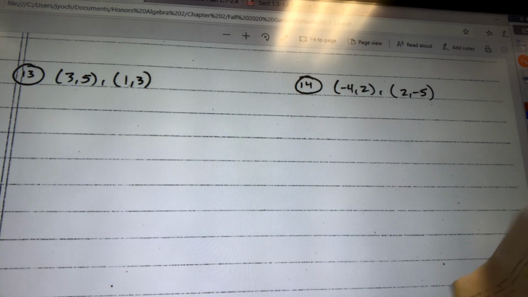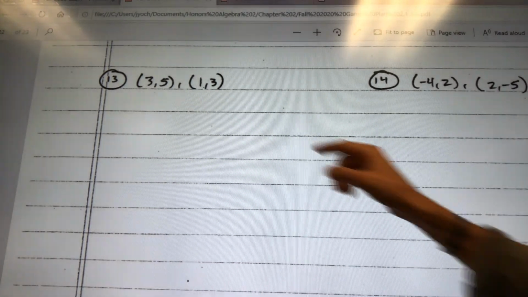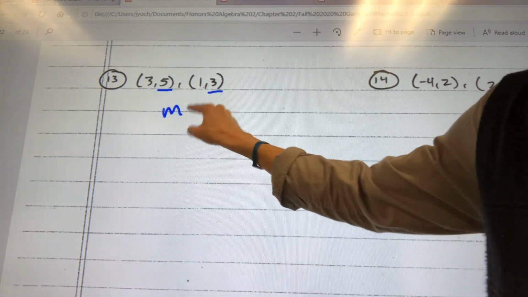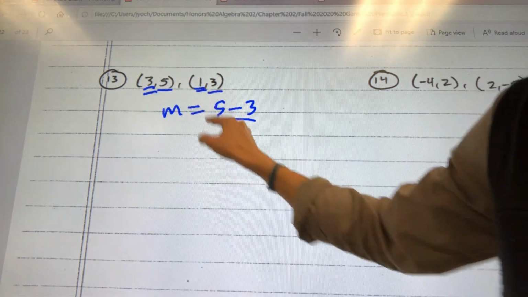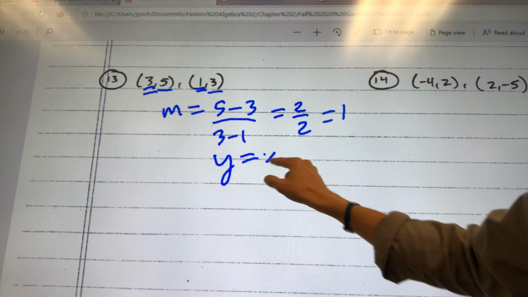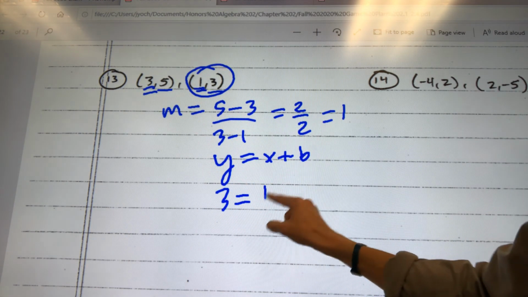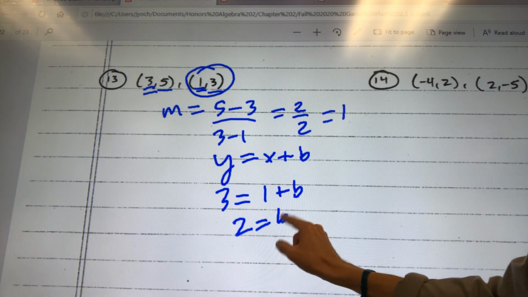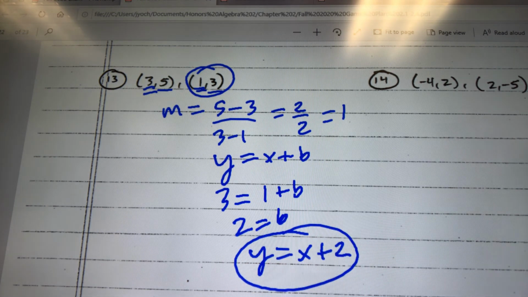And this will be a long video, but this will conclude your game plan. You guys will be ready on Monday and Tuesday to turn this in, at the end of class, that is. m is 5 minus 3 over 3 minus 1. 2/2 is 1. So y equals x plus b. Let's choose that one. 3 equals 1 plus b. b is 2. y is x plus 2. That is on there. Final page.